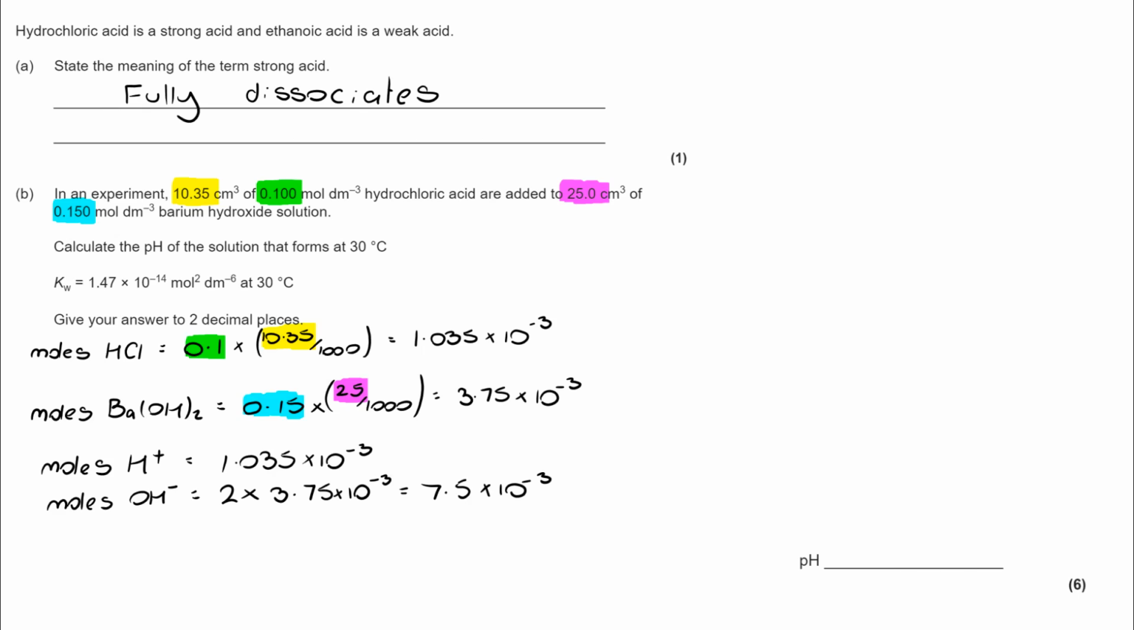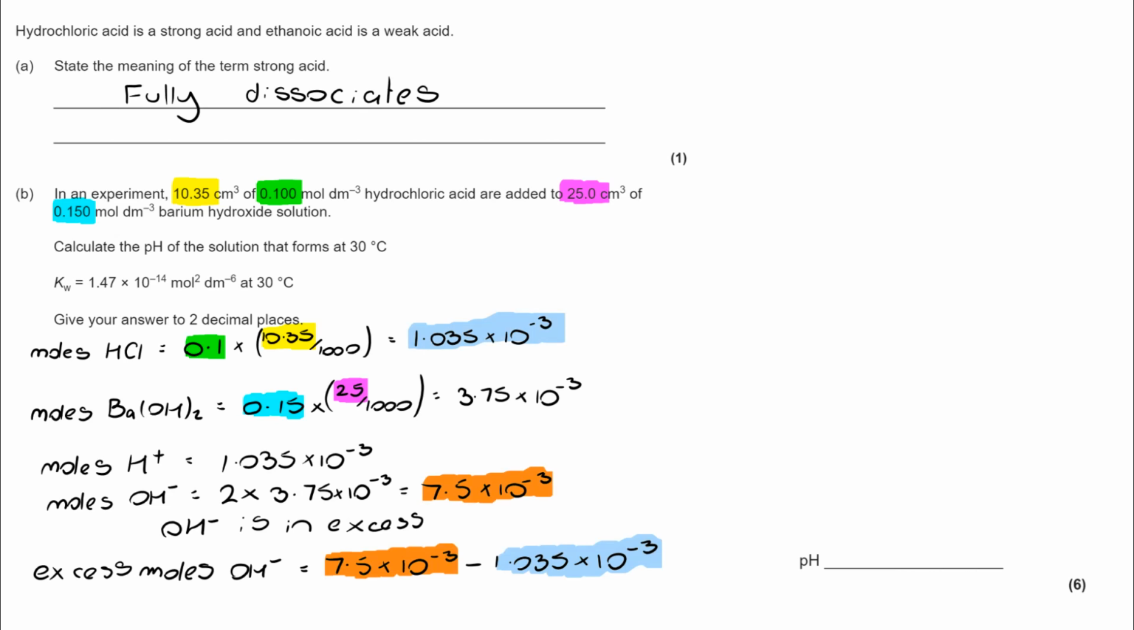And for that reason, we need to work out the moles of H plus and OH minus, as I've done here. I've got 1.035 by 10 to the minus 3 moles of H plus. I've got 7.5 by 10 to the minus 3 moles of OH minus. So the OH minus is definitely in excess. We need to know how much it's in excess by. So I subtract my moles of H plus from it because they will all be neutralised, and I'm left with 6.465 by 10 to the minus 3 moles of OH minus.